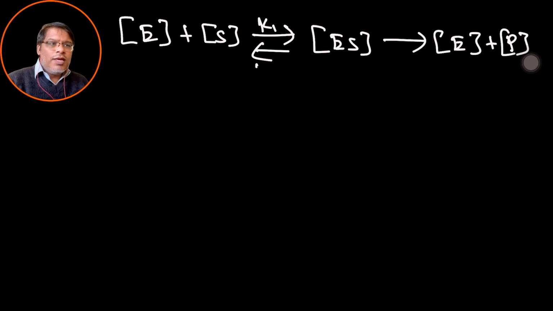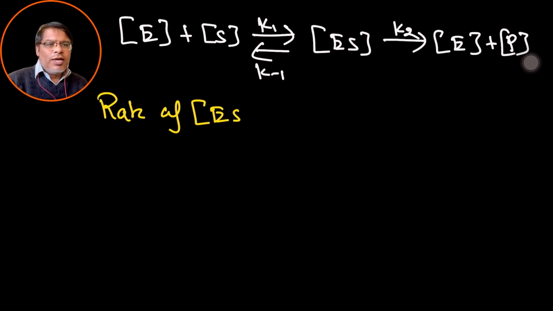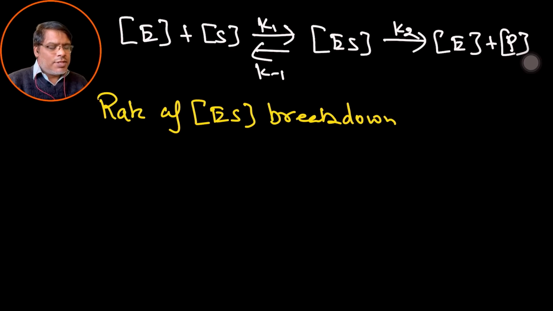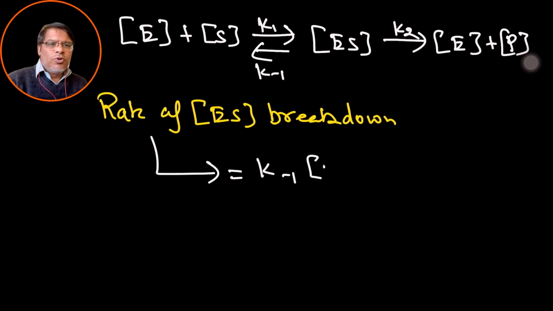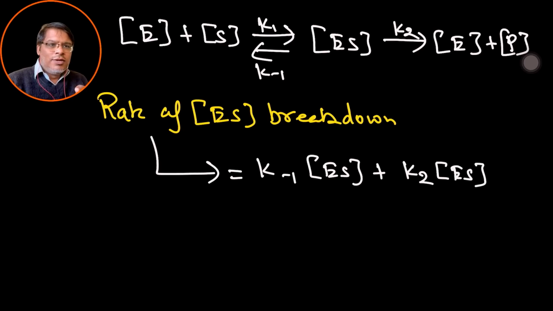Now we will calculate the rate of ES breakdown. So we are going to write this equation again. Now we calculate the rate of enzyme substrate complex breakdown. It will be K minus 1, because the reaction can happen in the backward direction, multiplied by the concentration of the enzyme substrate complex, plus K2 times ES. This way you can calculate the rate of ES breakdown. Keep in mind this is equation number 3.